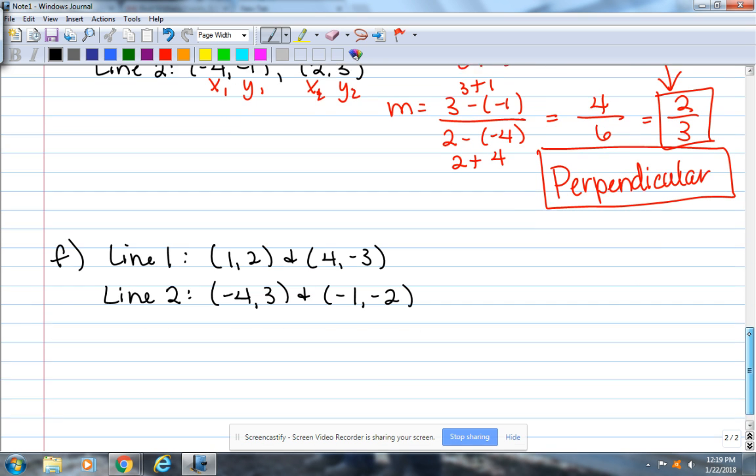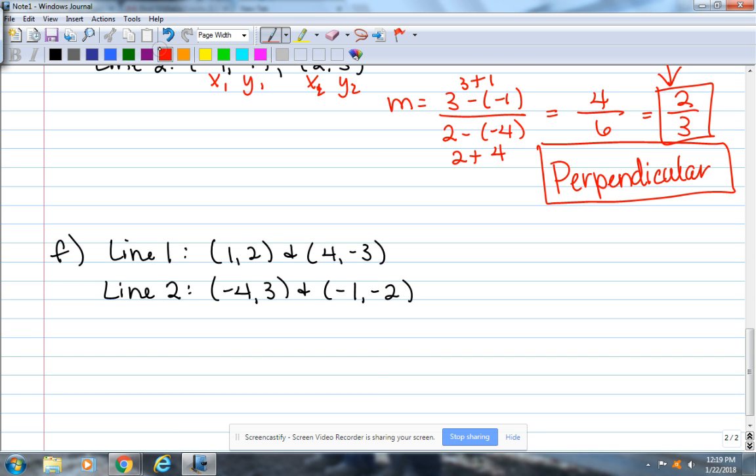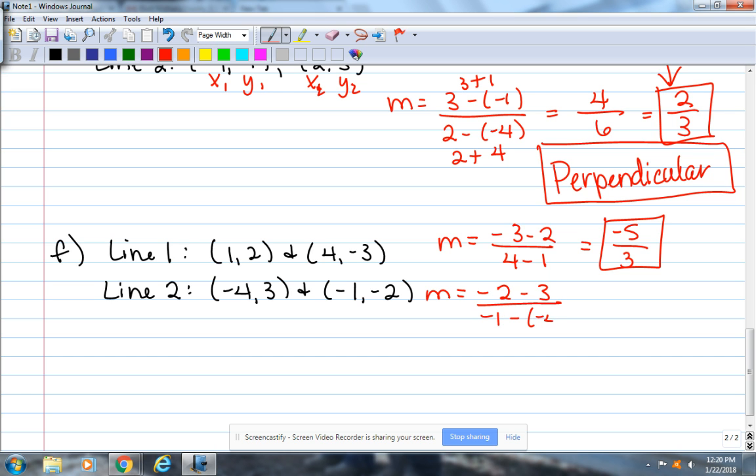So we have to find the slope of both lines using our formula for slope, y2 minus y1 over x2 minus x1. So for line 1, that would be negative 3 minus 2 over 4 minus 1. And then I simplify that, and I get negative 5 over 3. So there's the slope of line 1. And I'll do the same thing for line 2. I'll say negative 2 minus 3 over negative 1 minus negative 4. Negative 2 minus 3 is negative 5. Negative 1 minus negative 4 is the same thing as negative 1 plus 4, which is 3.